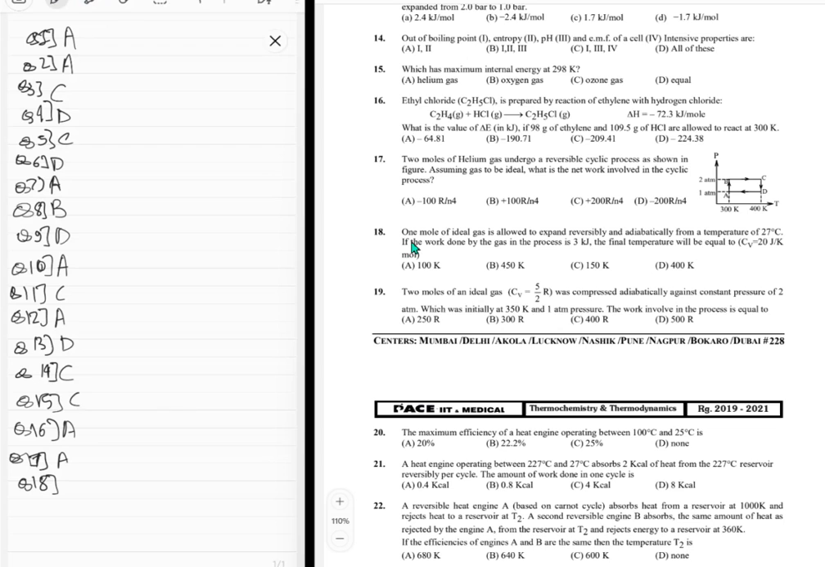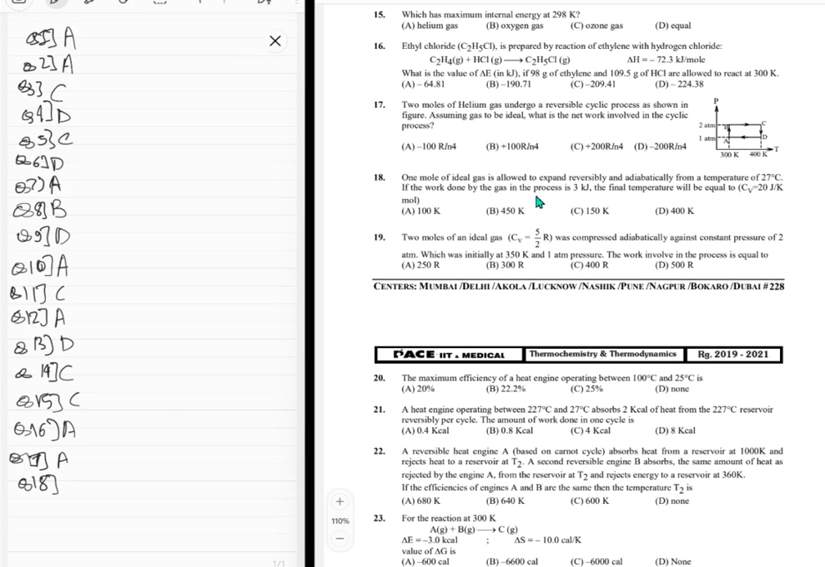Question number 18 is: 1 mole of an ideal gas is allowed to expand reversibly and adiabatically from a temperature of 300 kelvins. If the work done by the gas in the process is 3 kilojoule, final temperature will be equal to. Let me draw this thing. So you have 1 mole of this thing, you have 300 kelvins. This goes to, and it's an adiabatic expansion.